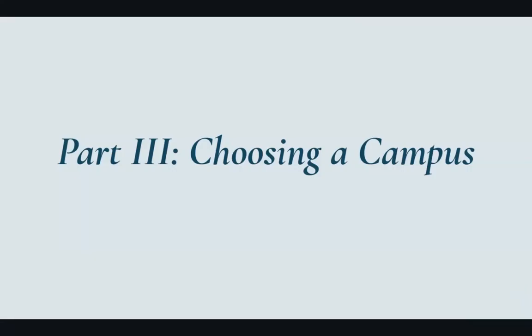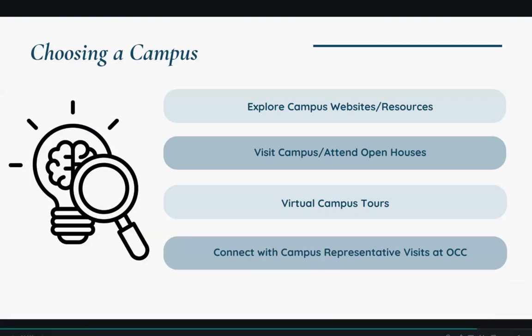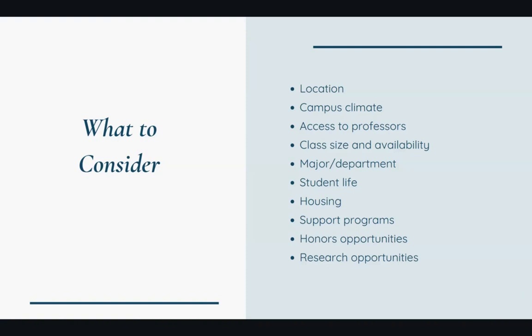Part 3 is going to cover some resources in choosing a campus. It is important that you explore campus websites and resources, visit the campus or attend open houses. Some campuses have virtual campus tours, and you can connect with the campus representative at OCC. Some things to consider when choosing a campus are the location, campus climate, access to professors, class size and availability, the major and department, student life, housing, support programs, honors opportunities, and research opportunities.